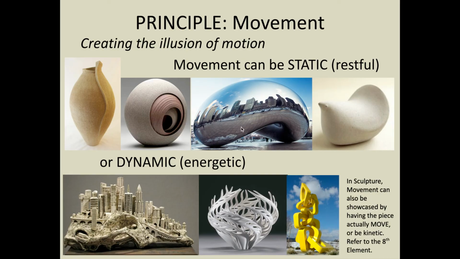Now, I like the bean here from Chicago because the form is very static. It has static movement. Whereas the surface, we definitely have dynamic movement of the surface because you got all the stuff going on in the reflection of the bean.